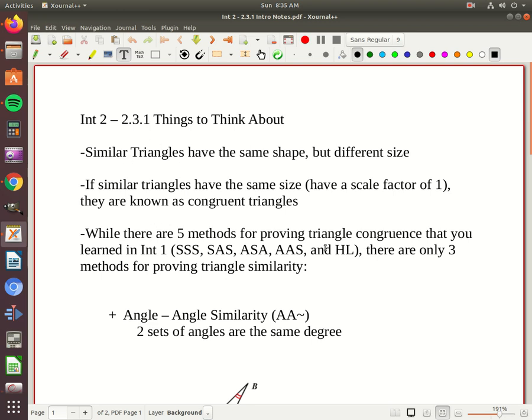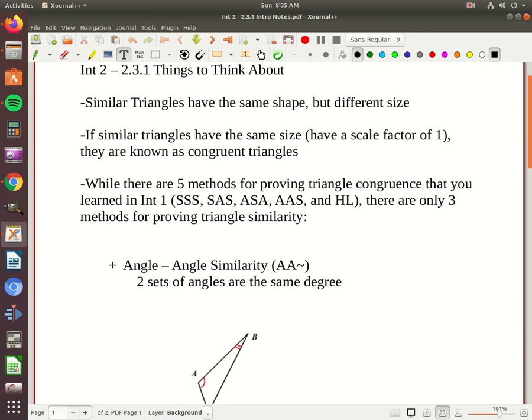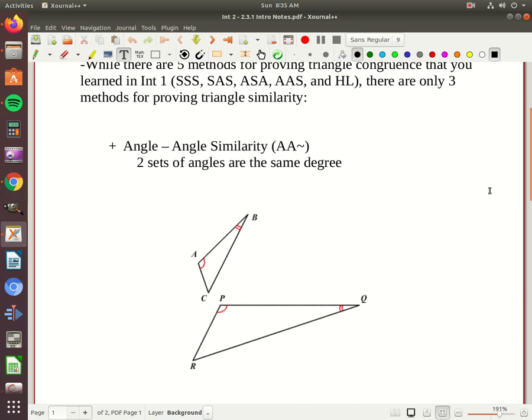So there's 5 methods for proving triangle congruence, which we just got done reviewing. We learned about those in Integrated 1. Side-side-side, side-angle-side, angle-side-angle, angle-angle-side, and hypotenuse-leg. There's only 3 methods for proving triangle similarity. So these are the 3 that we're going to learn and practice on. I would definitely say you probably want to write this down in your chapter 2 note sheet. Fill these in, make sure you understand.